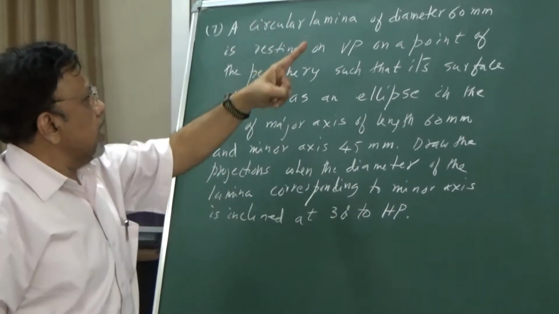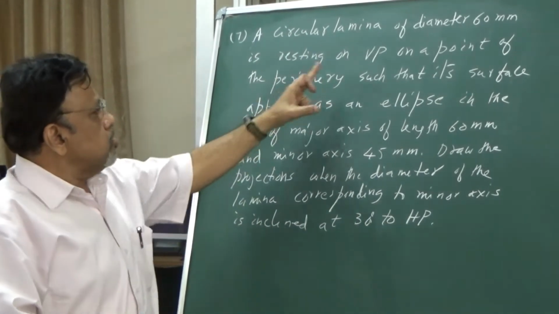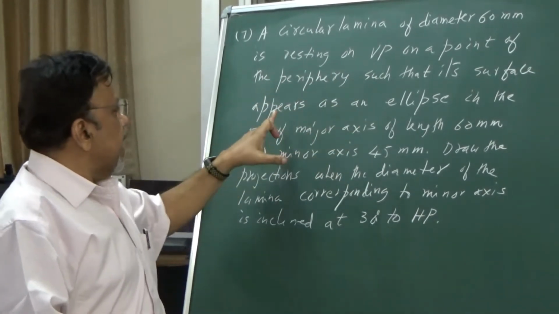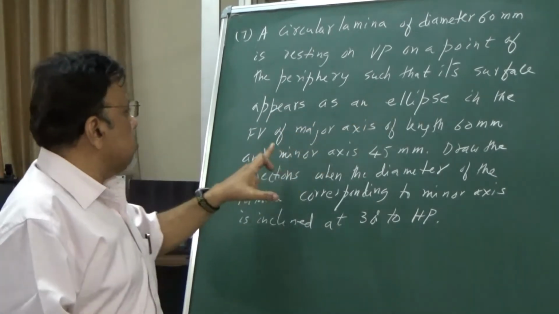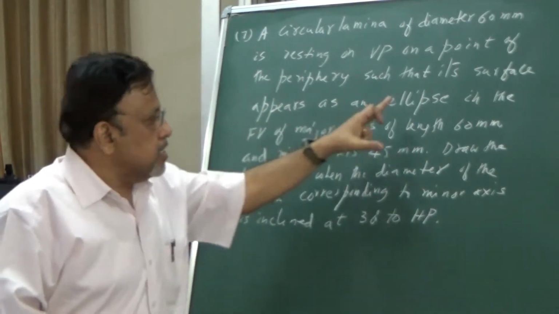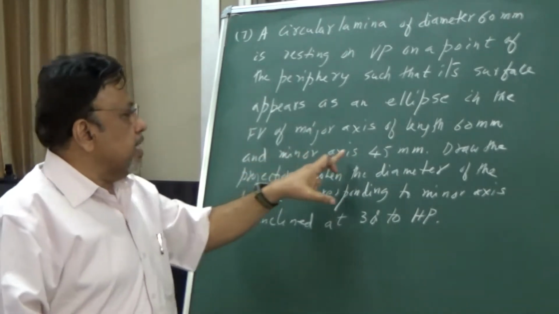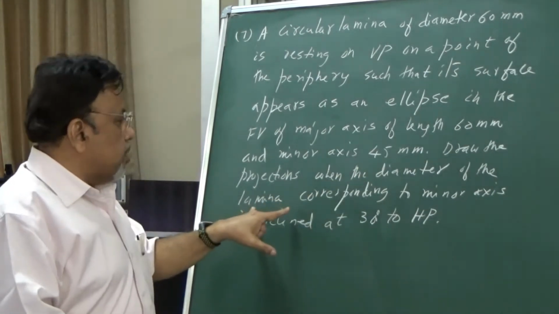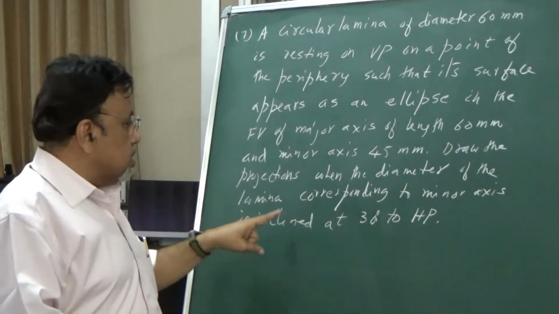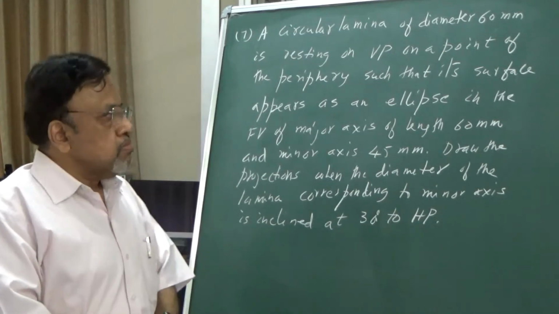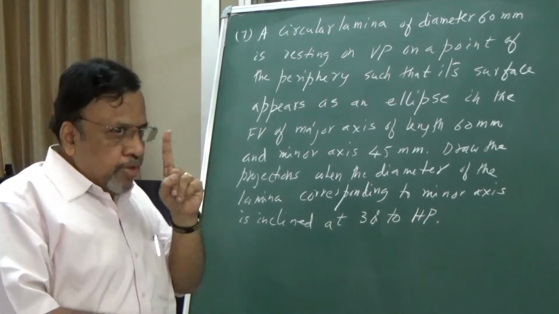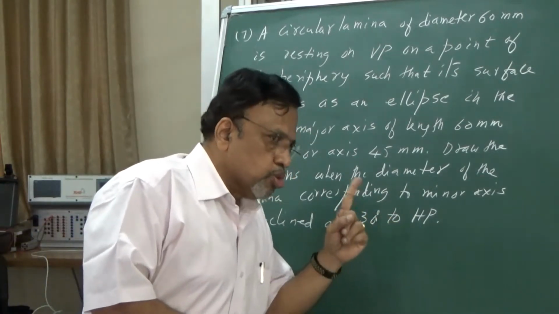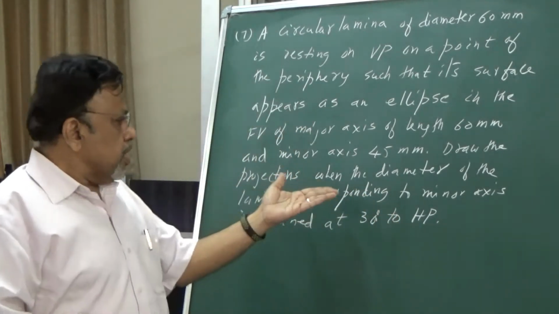A circular lamina of diameter 60 mm is resting on VP on a point of the periphery such that its surface appears as an ellipse in the front view of major axis of length 60 mm and minor axis of 45 mm. Draw the projections when the diameter of the lamina corresponding to minor axis is inclined at 30 degrees to HP. As you can see, we can see only one inclination. Which inclination is given? 30 to HP. So this inclination corresponds to a particular diameter.